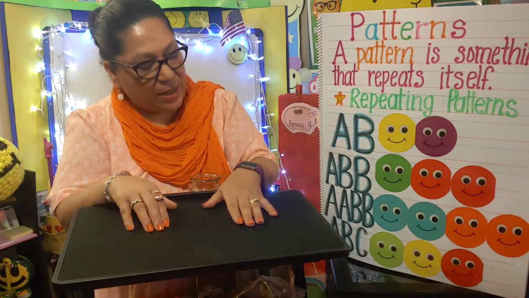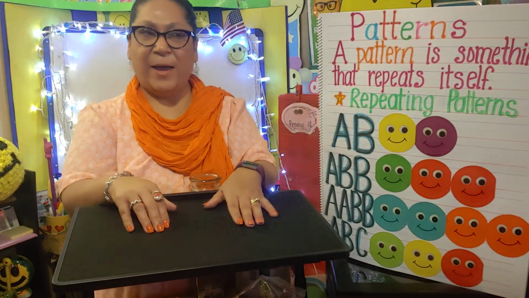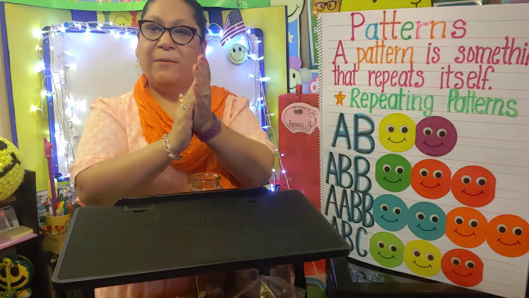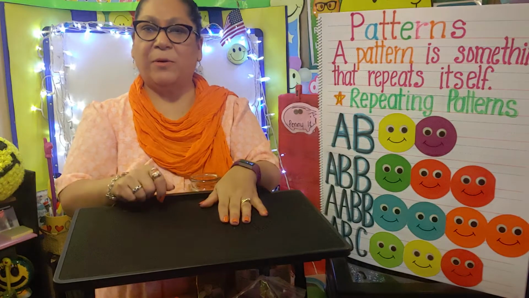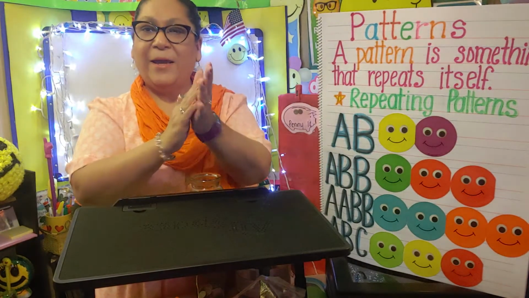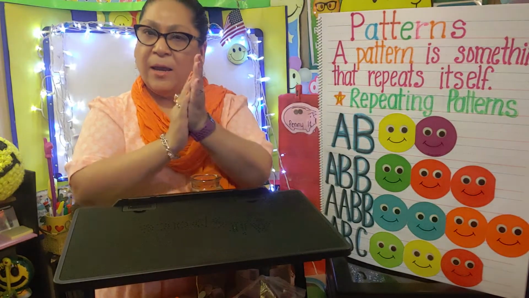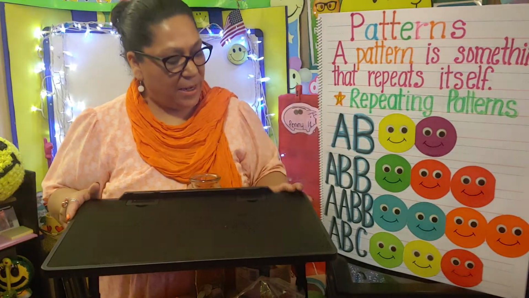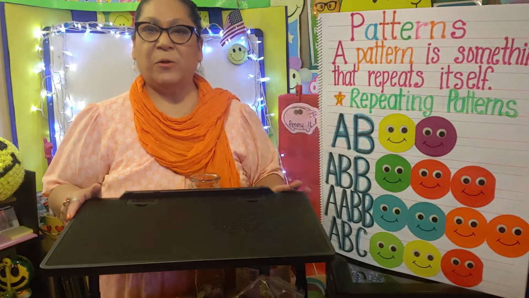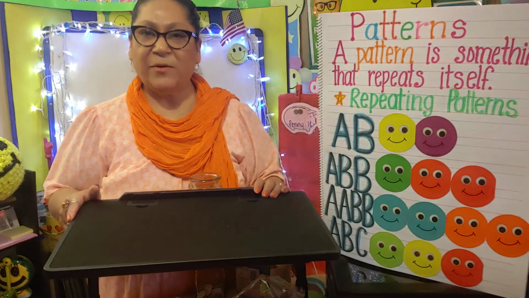The next one is an AABB pattern. AABB. AABB. Now you do it. Ready? A. Great. The last one we have here is an ABC pattern, which means they're all going to be different.